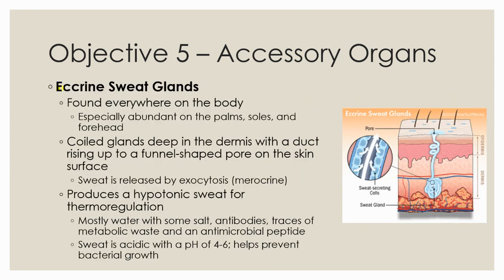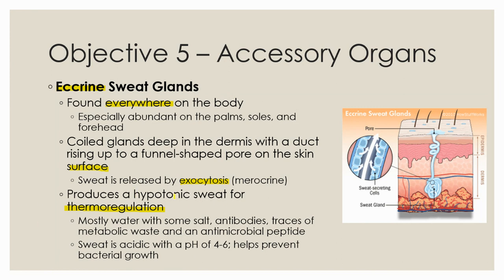So your eccrine sweat glands, you need to remember that they are found everywhere. The eccrine are everywhere. They're going to be especially abundant on the palms, soles, and forehead. And these are the ones that we use for thermoregulation. The eccrine glands are going to release their sweat directly on the skin surface. They're going to have a duct that actually goes all the way up to the surface of the skin, where they release that sweat in a funnel-shaped pore. And once again, that was by exocytosis, which makes it a type of merocrine gland.